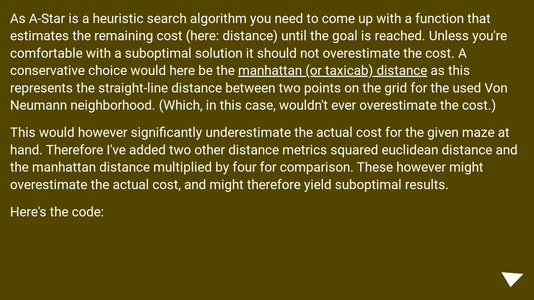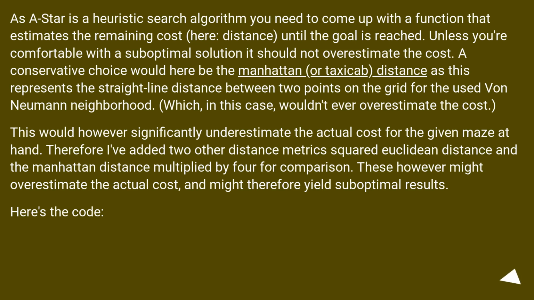As A-star is a heuristic search algorithm, you need to come up with a function that estimates the remaining cost, here distance, until the goal is reached. Unless you're comfortable with a suboptimal solution, it should not overestimate the cost. A conservative choice would here be the Manhattan, or taxicab, distance, as this represents the straight line distance between two points on the grid for the used von Neumann neighborhood, which in this case wouldn't ever overestimate the cost.